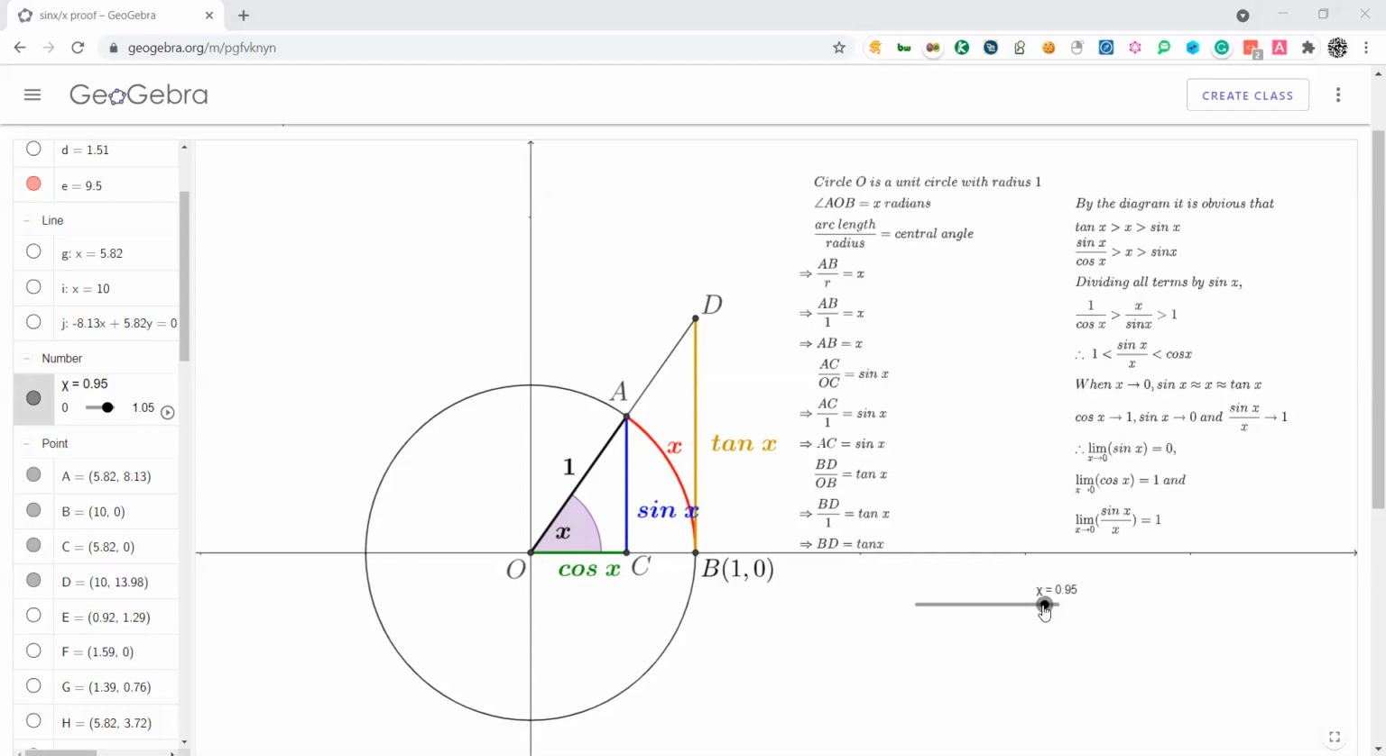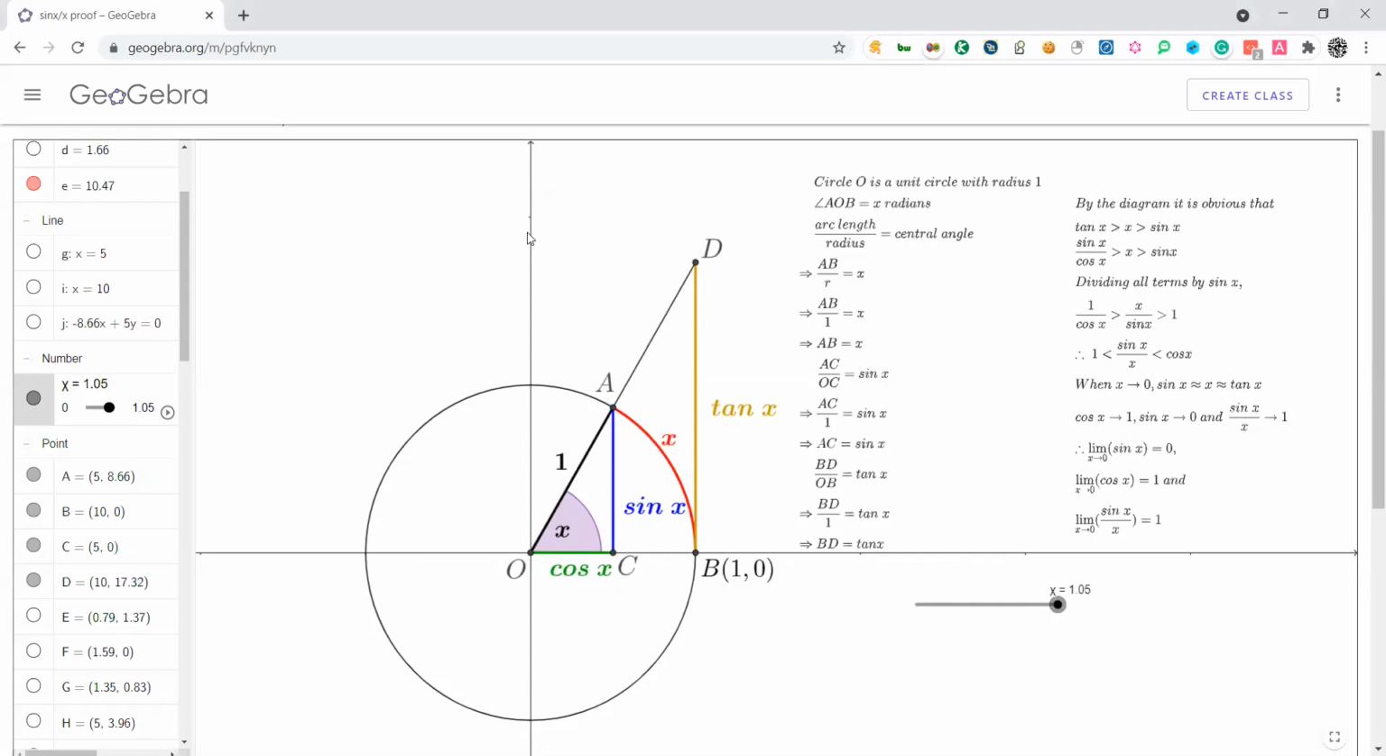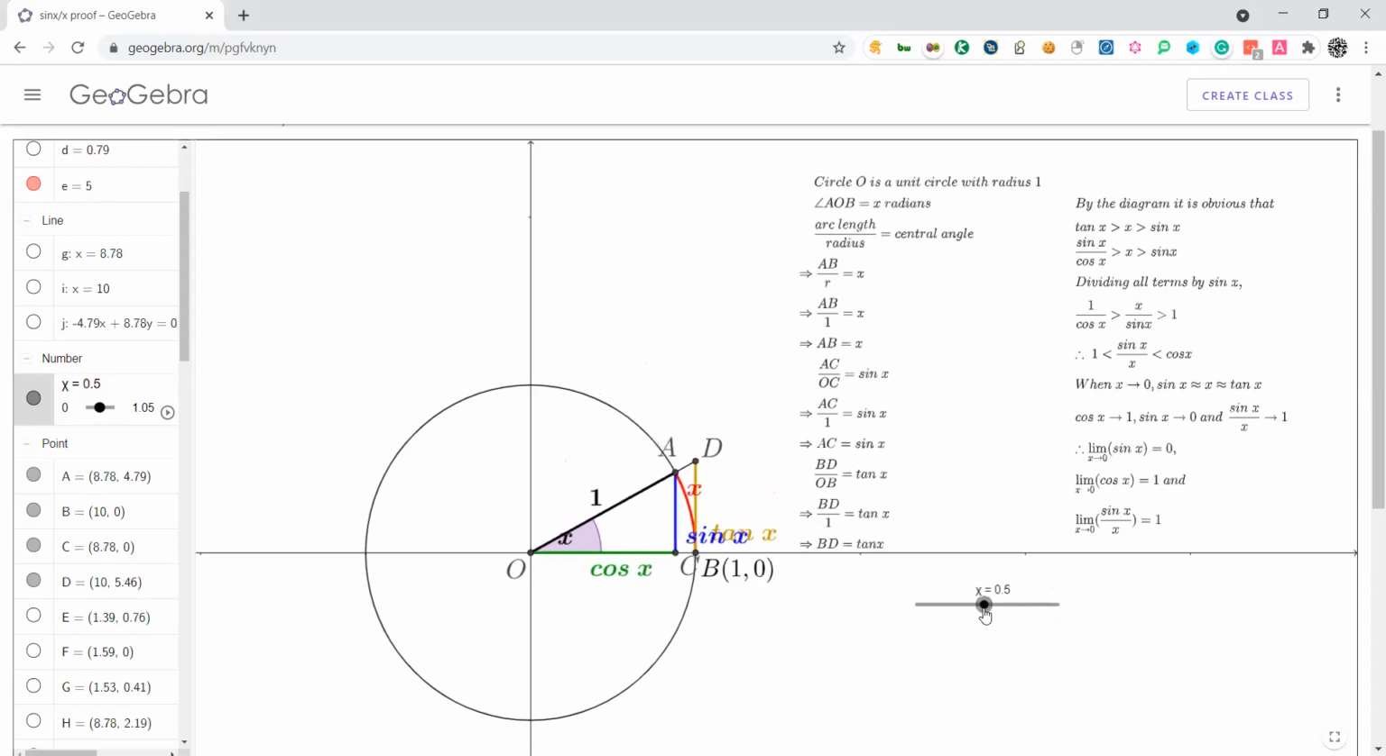So if we just increase the value of the radius, you can see that x is increasing, tan x is increasing, sin x is increasing. If we are reducing it to smaller and smaller values, you can see the values of tan x, sin x and x are gradually coinciding and it's becoming 1. See, at this point, x equal to 0, cos x equal to only 1, which you have just proved.